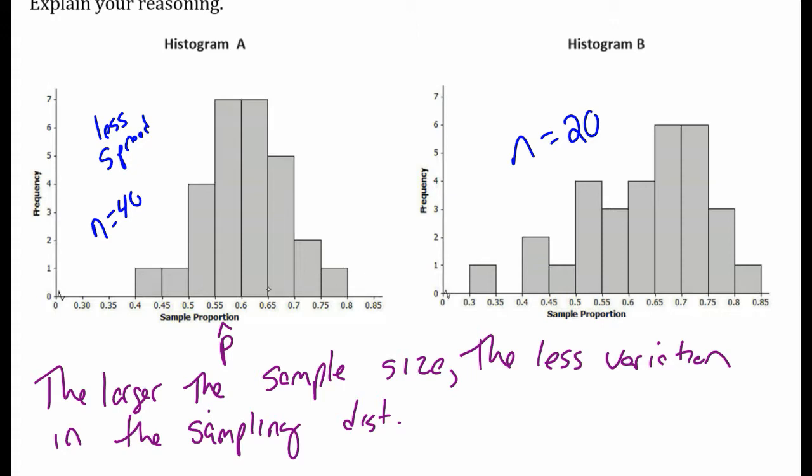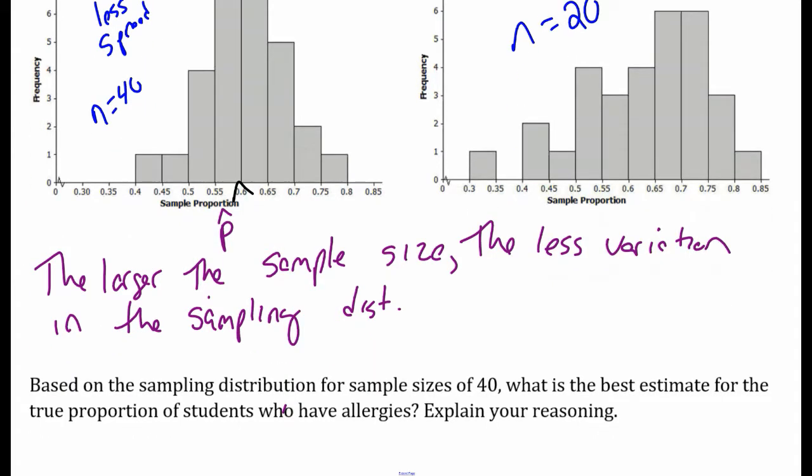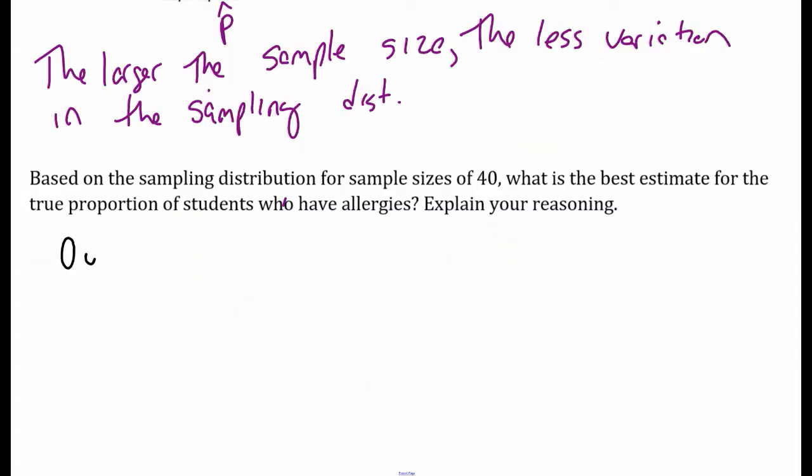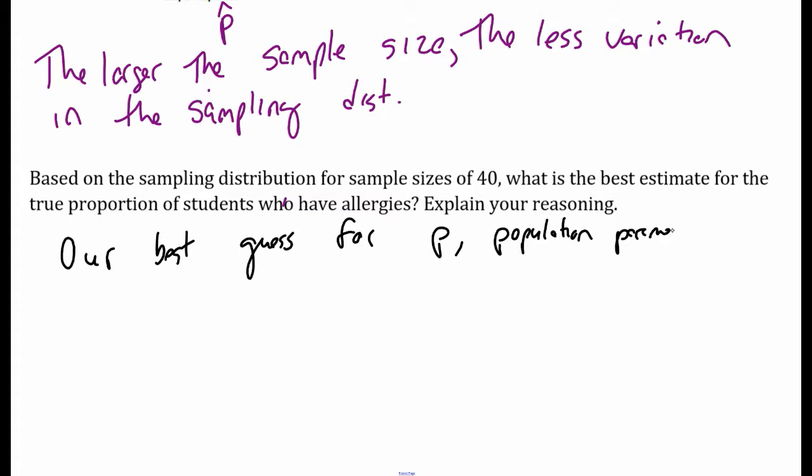So, what's the center of this distribution? The center of this distribution, I would say, is about here. That's the balancing point. So I would say the center is 0.6. So what's my best guess of that true population parameter? Our best guess for p, the population proportion, or population parameter, the true proportion is 0.6 because it's the center of our sampling distribution.